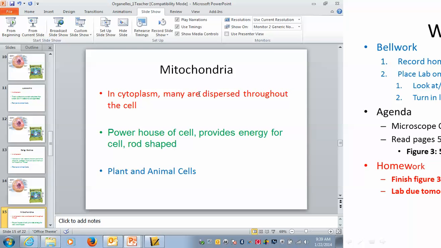Now, the mitochondria. We're going to be talking a lot about this when we start talking about photosynthesis and cellular respiration. It's the powerhouse of the cell. It takes all the food, breaks it down, and creates the energy that we need. It's mostly in the cytoplasm. Many are dispersed throughout the cell, and it provides the energy. It's rod shaped, and it's in both plant and animal cells.